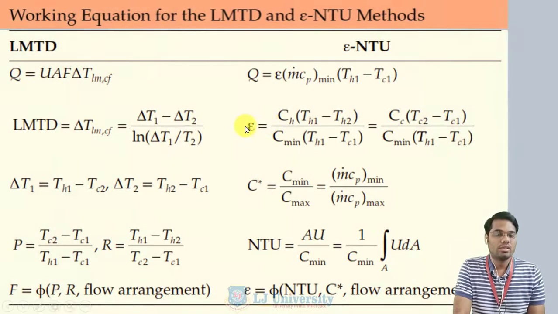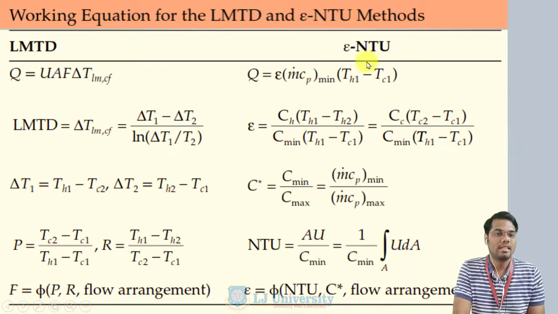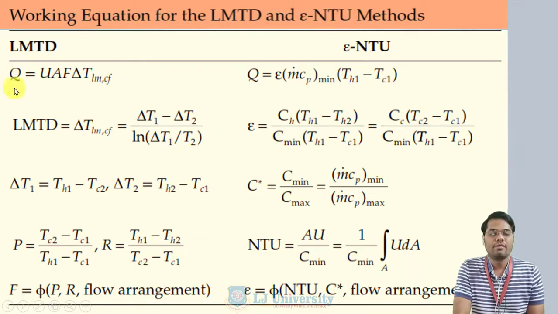So what is the sequence of LMTD and NTU method? These are the equations which we have studied in LMTD method. These are the equations which we have derived in NTU method. In LMTD we have Q is equal to UAF delta T.